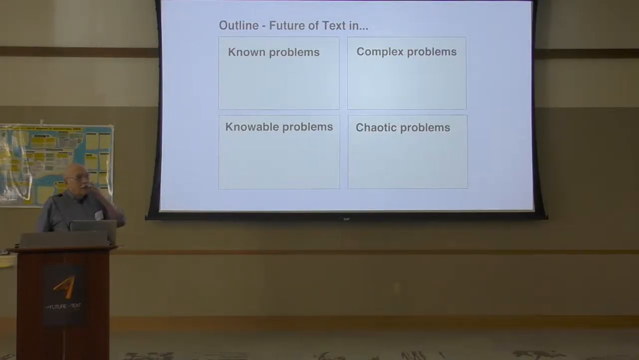I'm going to talk about text that has to do with known problems, knowable problems, and complex problems, and I'm going to ignore the chaotic problems. This is David Snowden's 2x2 way of looking at the world. What I'm not going to be talking about is poetry, short stories, novels, all that kind of stuff.